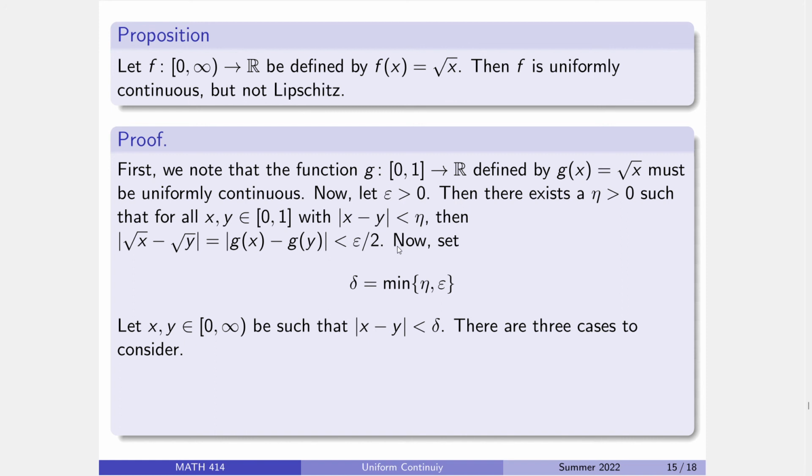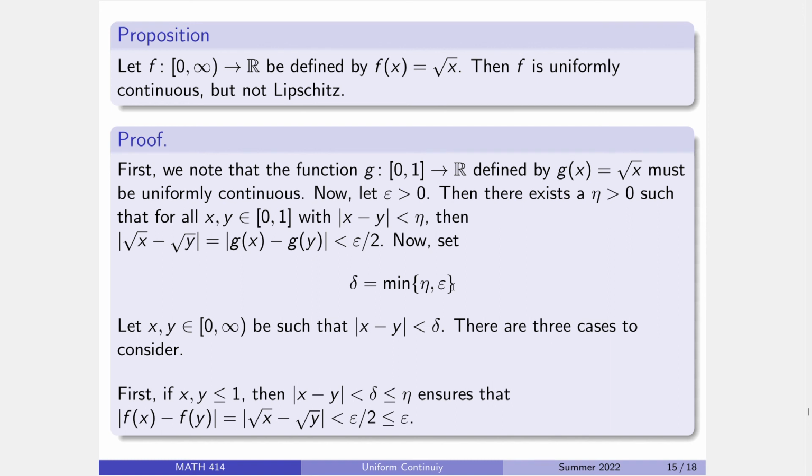Note, dependent solely upon my epsilon, right? The eta is dependent solely on the epsilon. The delta is also dependent solely on the epsilon. Let x and y, in [0, infinity), be within delta of each other. There are three possibilities, three cases to now consider. And I kind of already spoiled what you need to do.